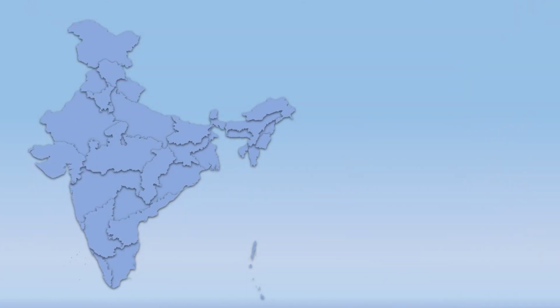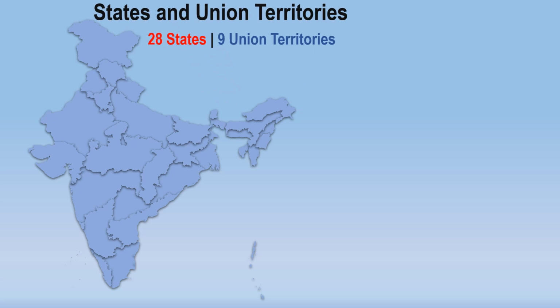Move on to our next question. How many states does each country have? So India has 28 states and 9 union territories. We'll see them in alphabetical order and their position on the Indian territory.